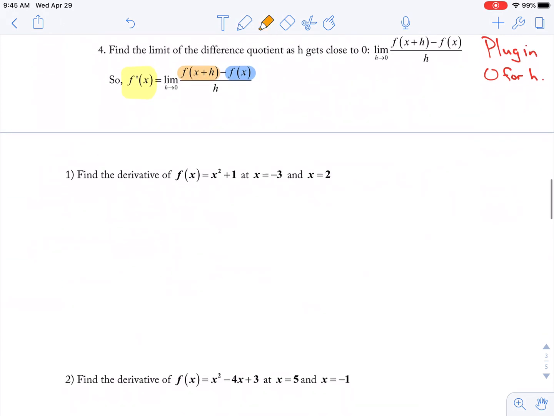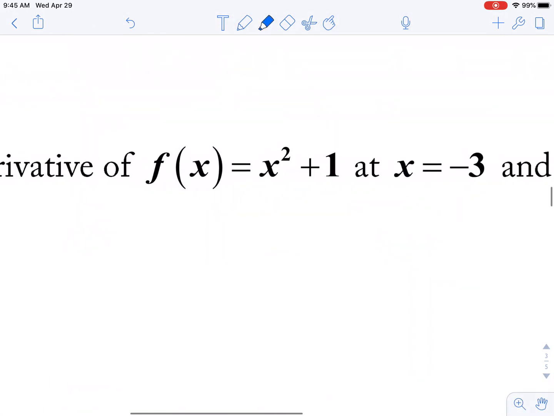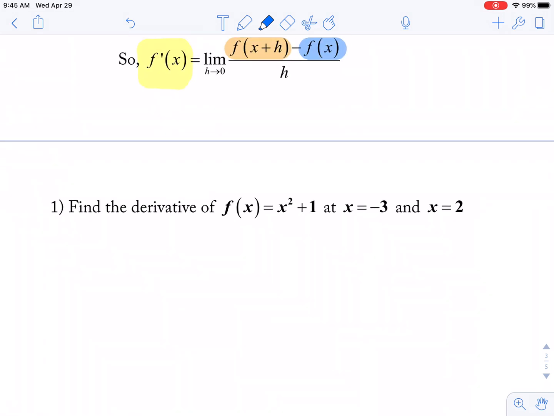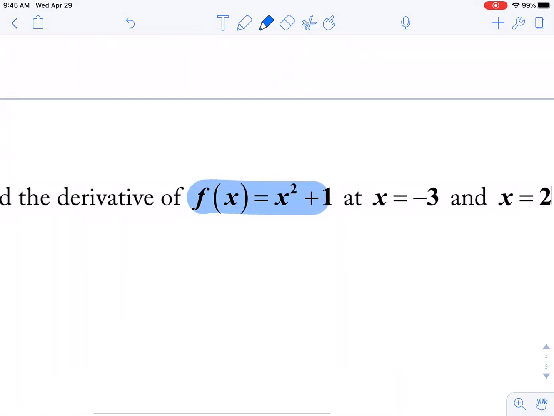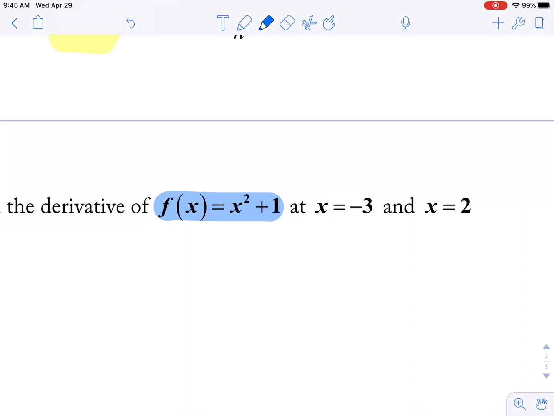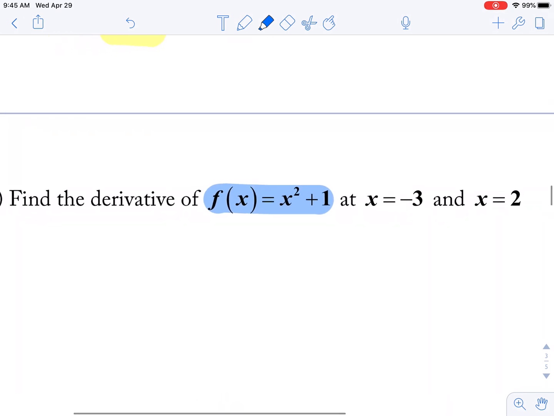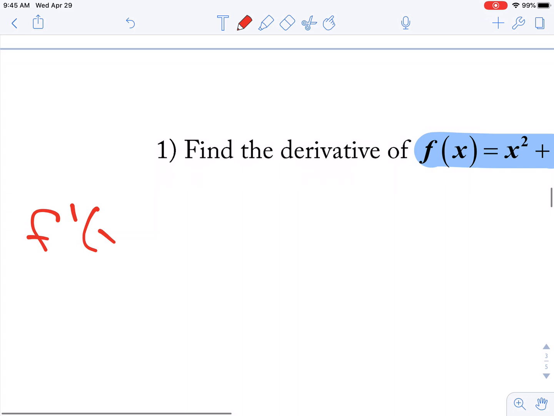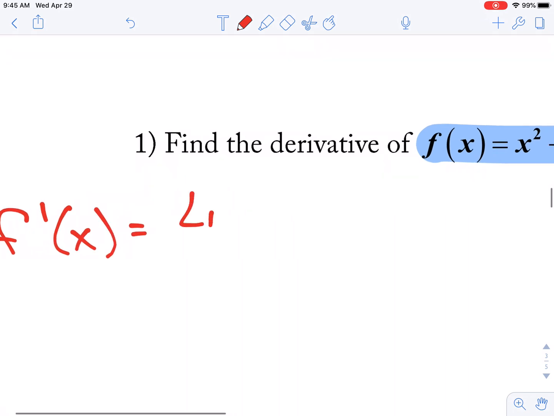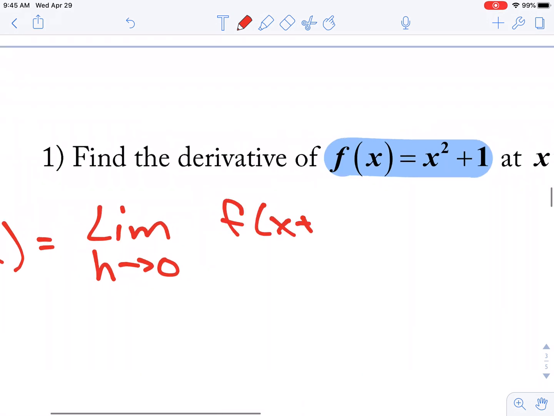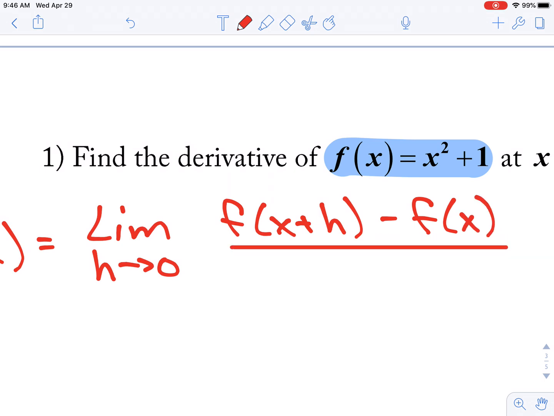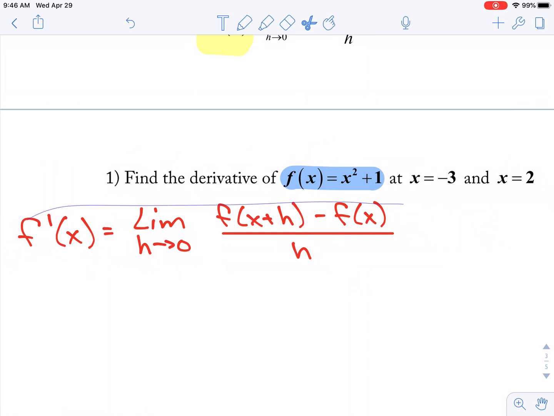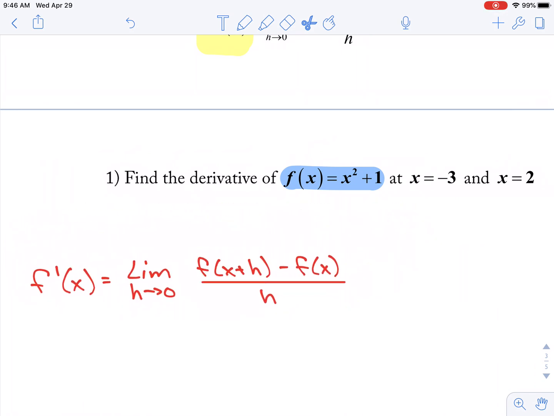So first, identify the function. The original function here says, find the derivative of f of x equals x squared plus 1. And it does say at x equals negative 3 and 2. We'll talk about what that means first. But first, we want to find the derivative of f of x, so we want to find f prime. In order to find f prime of x, we have to know the definition, which is the limit as h approaches 0 of f of x plus h minus f of x all over h. So that's the definition. But now how do we find that?